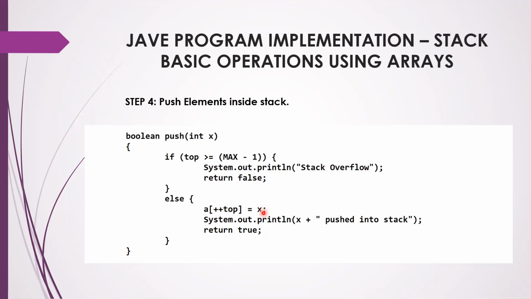X is the element which you're going to insert. So in the array A, at the index top, instead of i, you're using top here because it's a stack. You have to do ++top, and in that position, you have to insert x. Then System.out.println, whatever you have inserted x, just display the message "pushed into the stack", and you have to return true.